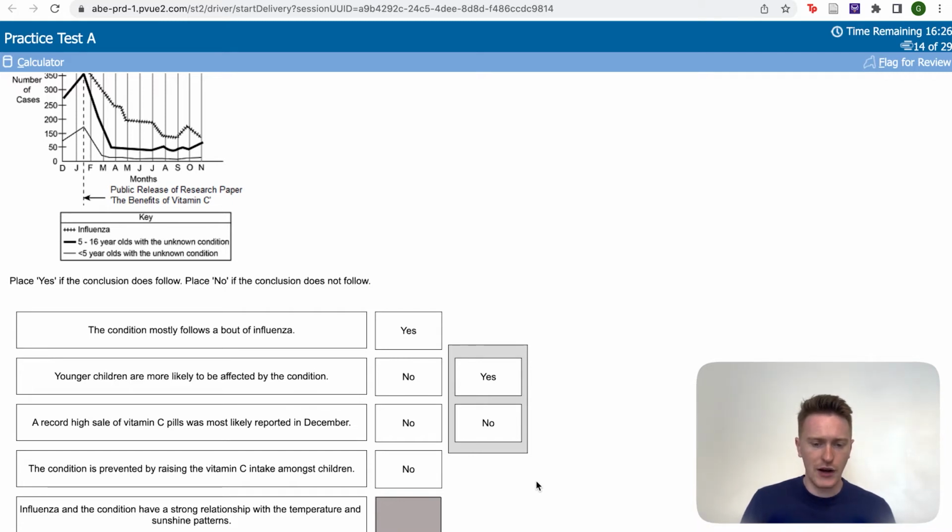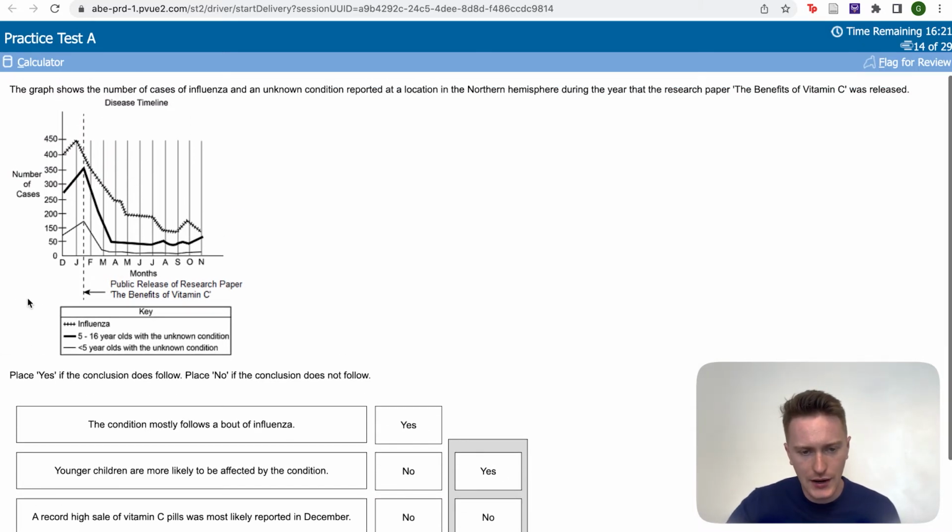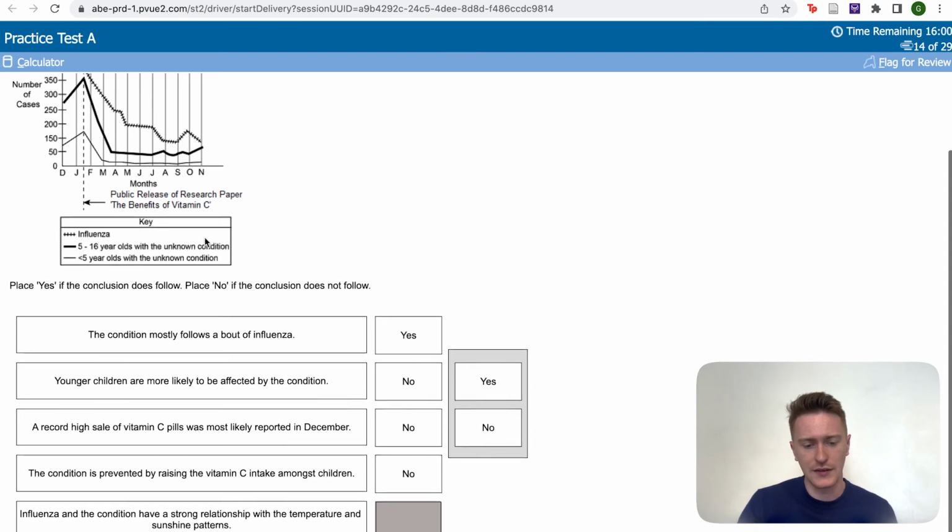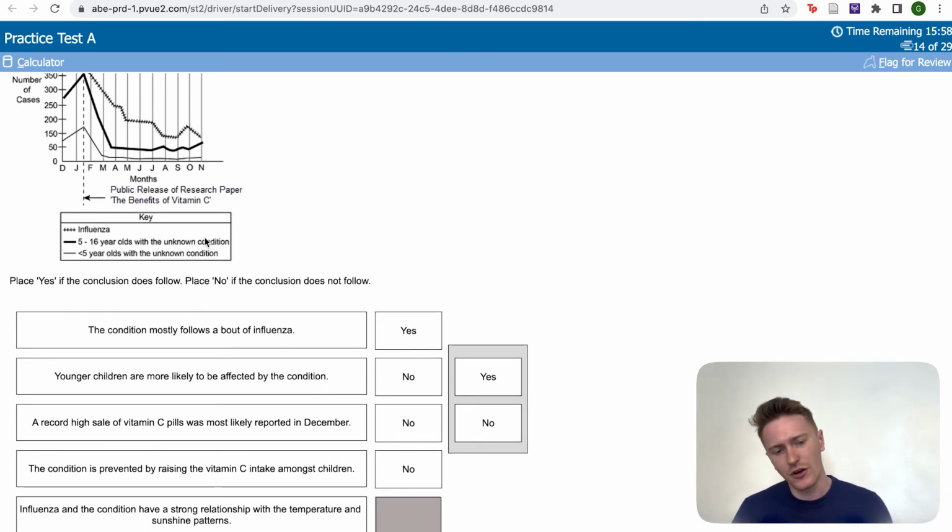Influenza and the condition have a strong relationship with temperature and sunshine patterns. Okay, so clearly, it does, and we know that from our external knowledge. We can also see it on the graph here. Look, it's very high in these colder months with little sunshine, very low in these warmer months with lots of sunshine. And again, we see it creeping up in November, because it's colder. The thing that's putting me off is the strong relationship. In order to show that, we would need some data about the actual sunshine patterns. I'm going to put no, but it could be yes, but we'll see.